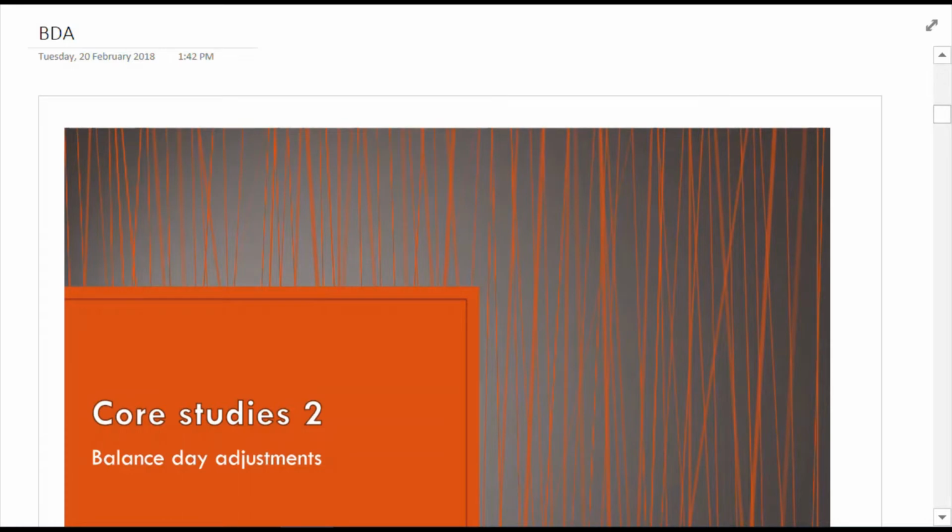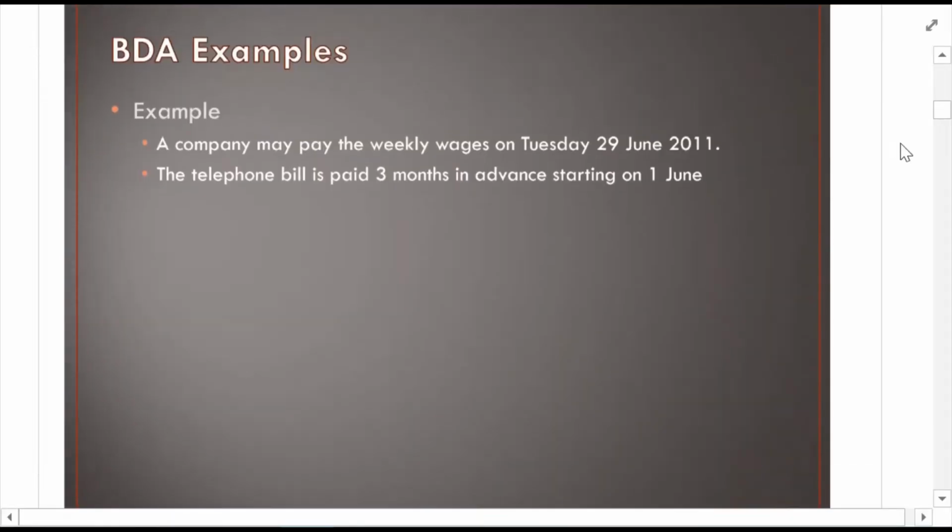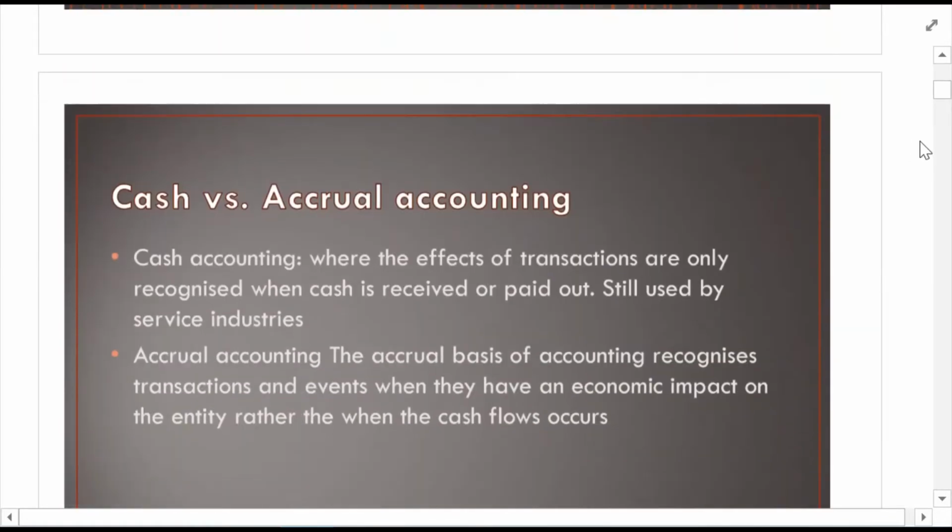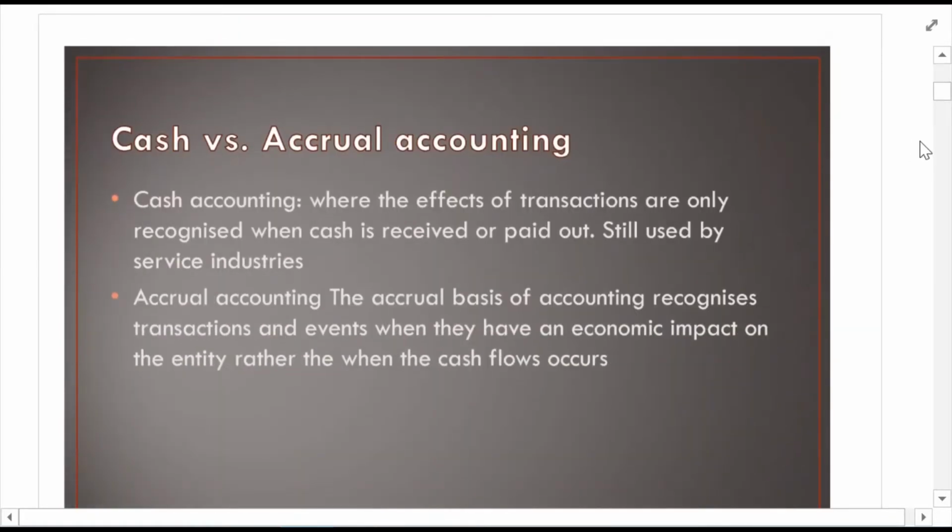Getting a pen to work, how we do balance day adjustments and how they fit into our whole accounting process that we do. Okay, so start off with, not all transactions that we complete fit in neatly into the financial year.